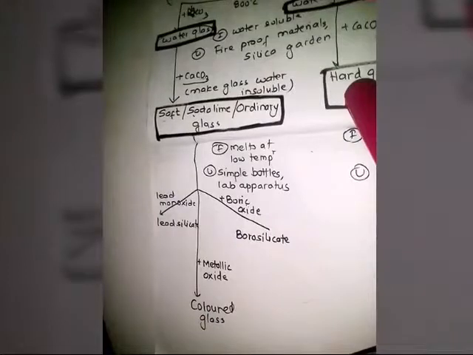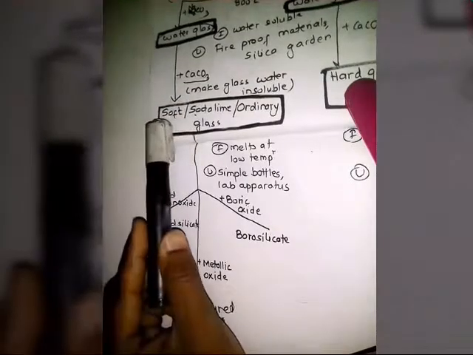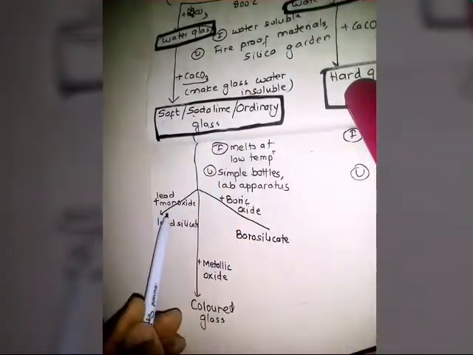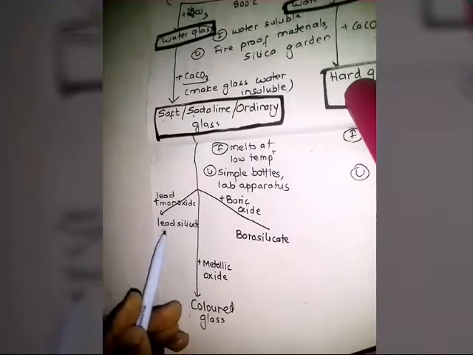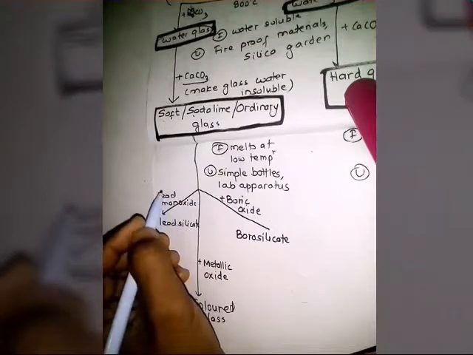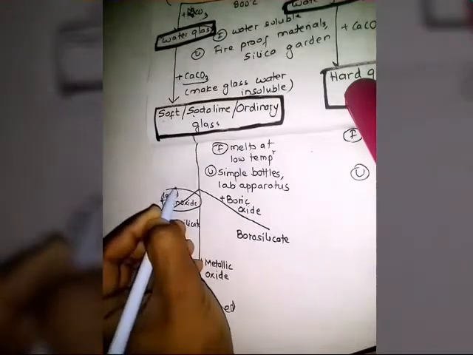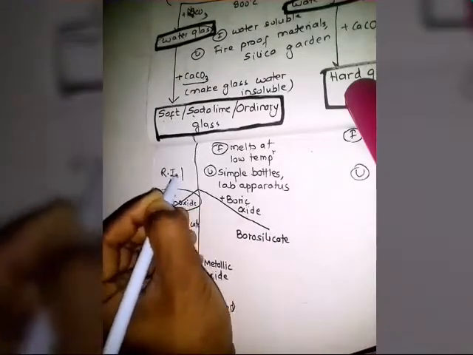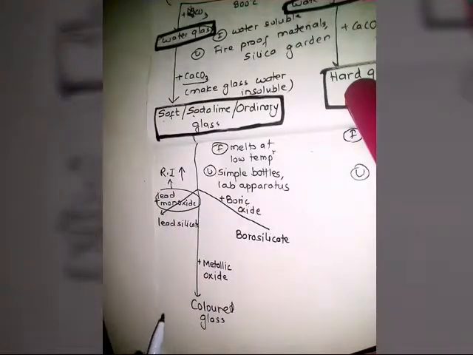Okay, now further, from the soft glass or the ordinary glass, if we add lead monoxide to the mixture of ordinary glass, we'll get a glass that is called lead silicate glass. Because of adding lead monoxide, this will increase the refractive index of the glass. Increasing refractive index means that we have good quality of optical lens, so this will be good for optical purpose.